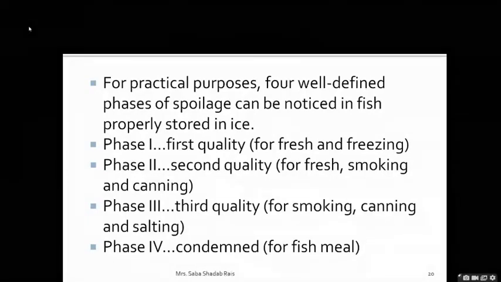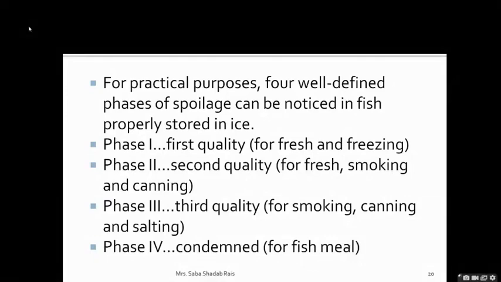Then phase 2 is the second quality. Second quality means the fish has been taken to the icing or freezing plant, and there the fish will be sold for fresh use, smoking and canning. Then the third stage is the quality for smoking, canning and salting. When they have to do the salting, at that time they use the frozen fish. So that particular fish will be used.